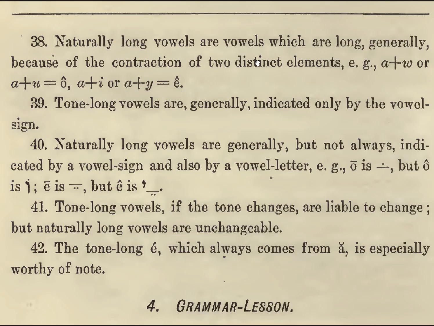Naturally long vowels are vowels which are long, generally in Hebrew, because of the contraction of two distinct elements, an a and a w, or an a and a u, an a and an i, or an a and a y. And tone long vowels are generally indicated only by the vowel sign. Naturally long vowels are generally, but not always, indicated by a vowel sign and also by a vowel letter. So, o, e.